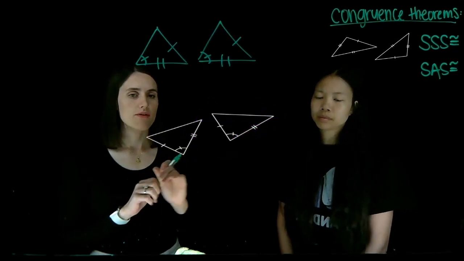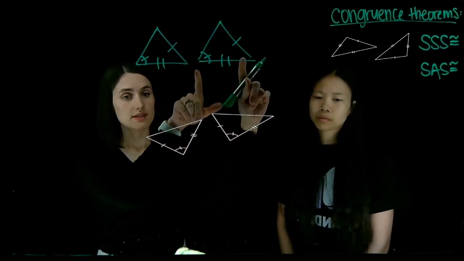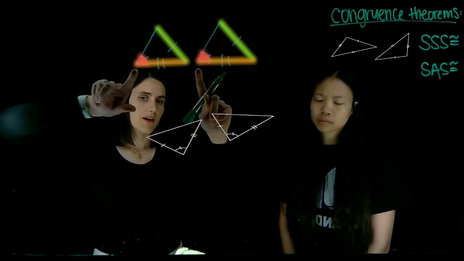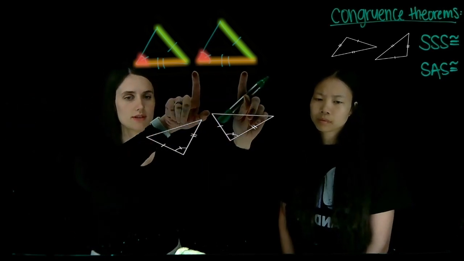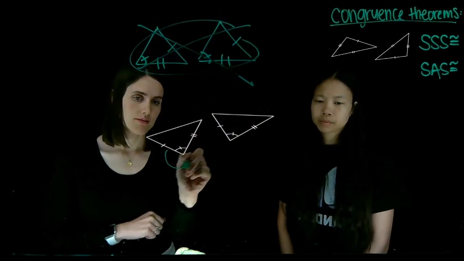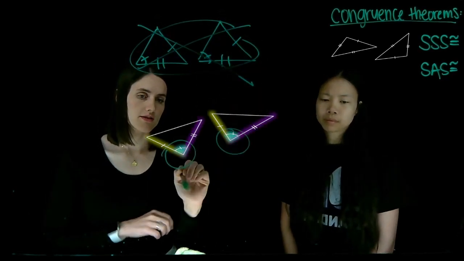sides. For example, if we had something that looked like this, we still have two pairs of congruent sides and an angle just like we had here, but notice how this angle is not in between these two sides. So this would not be side, angle, side. The angle has to be in between the two pairs of congruent sides.